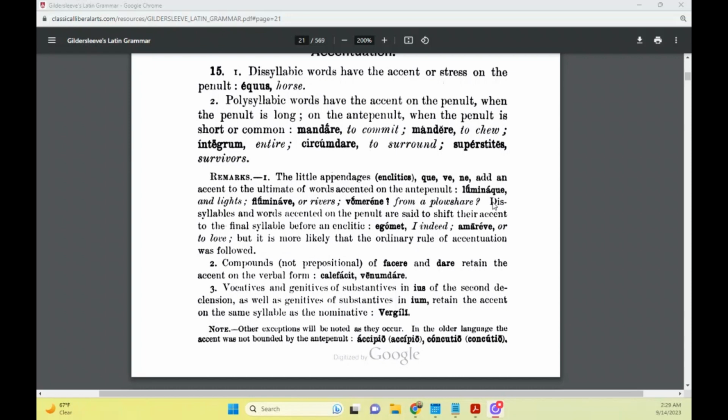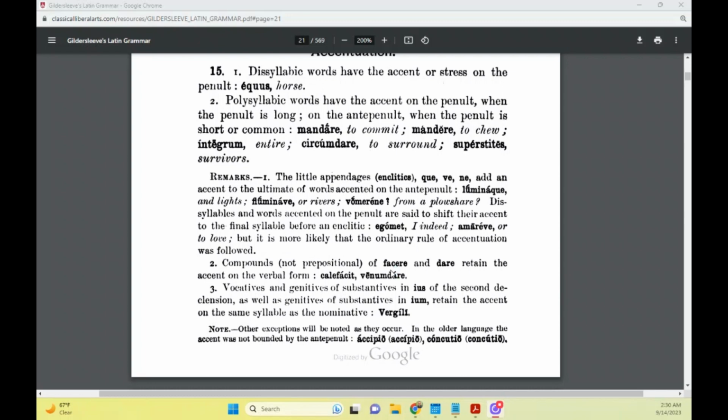Now, this second part of this first remark you can ignore, because it tells us that there's another way to pronounce these words, but then it says, but it is more likely that the ordinary rule of accentuation was followed. So let's just not introduce any new trouble when it wasn't even commonly practiced. Let's go on to remark number 2.